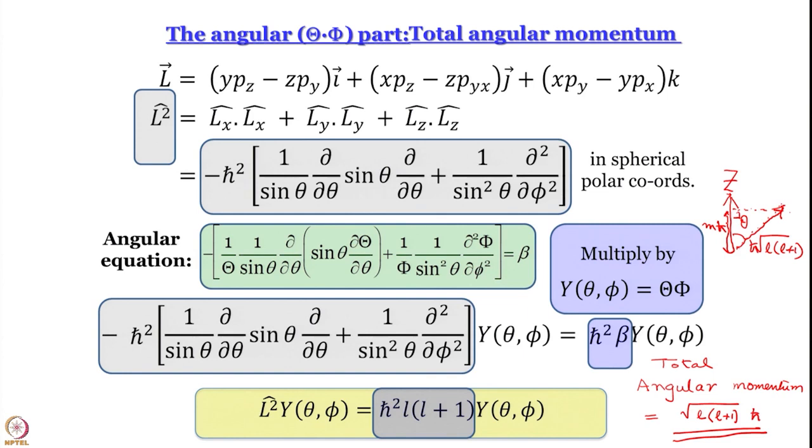So, what is the relationship between m, L and theta? Very simple trigonometry. One can actually work out the orientation of the angular momentum vector if we know m and if we know L, right? That is what once again takes us back to space quantization.